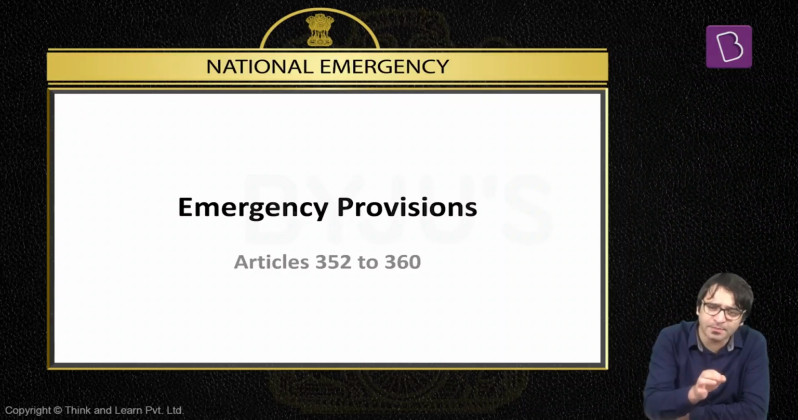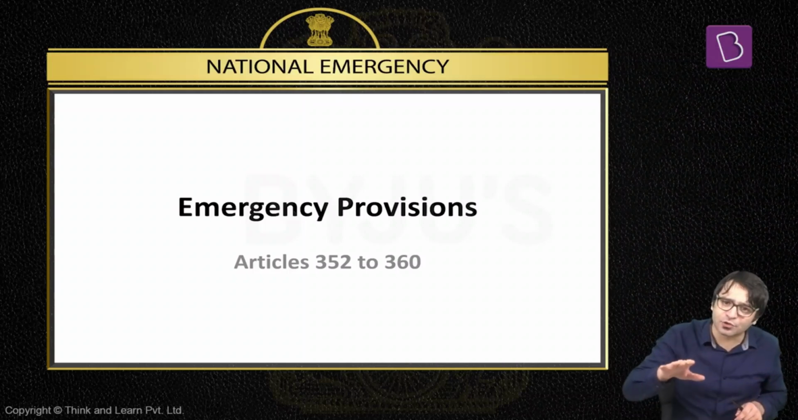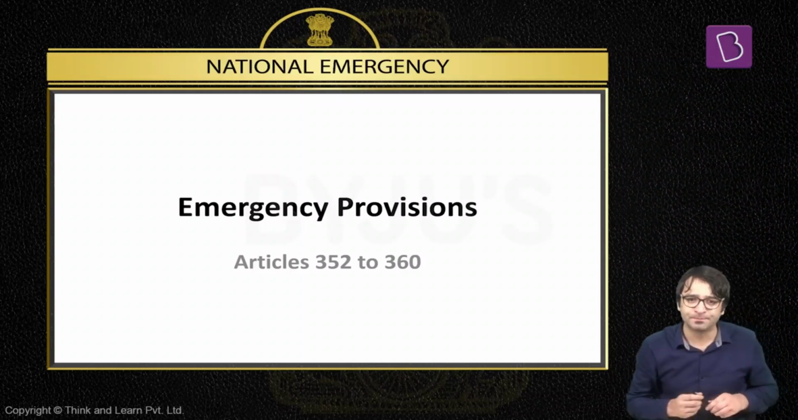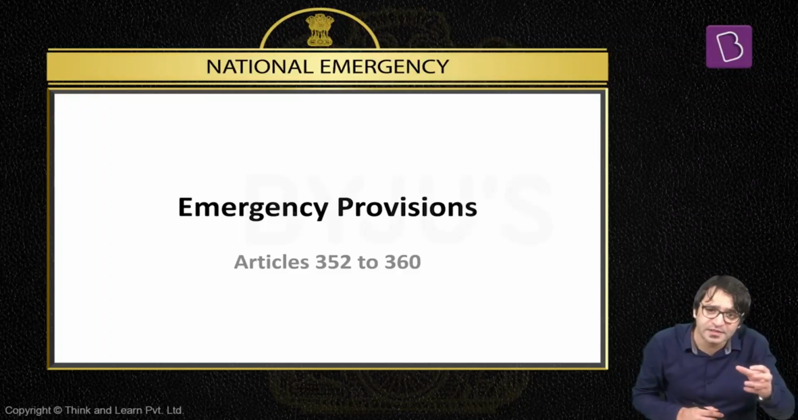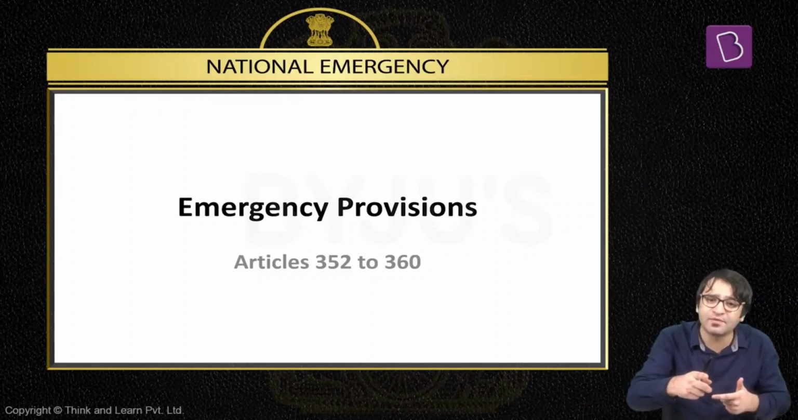Right now, keep in mind that these emergency provisions tell us that our Constitution is amphibian in character. In normal circumstances, our Constitution behaves as if it is a purely federal Constitution. But in abnormal circumstances, our Constitution changes its form and character and turns itself into a unitary Constitution. Because 2 important characteristics are affected: dual government and the distribution of powers.